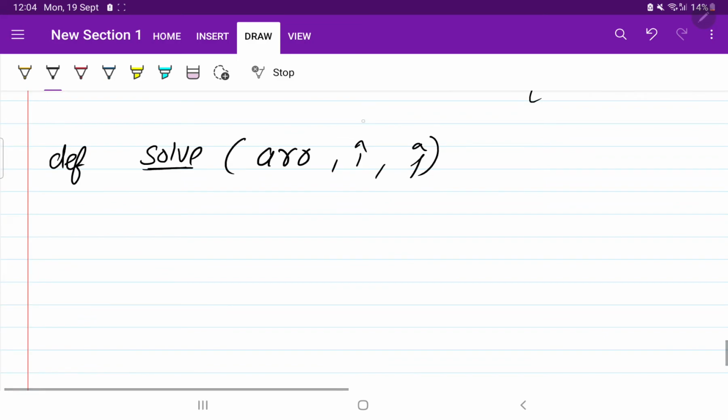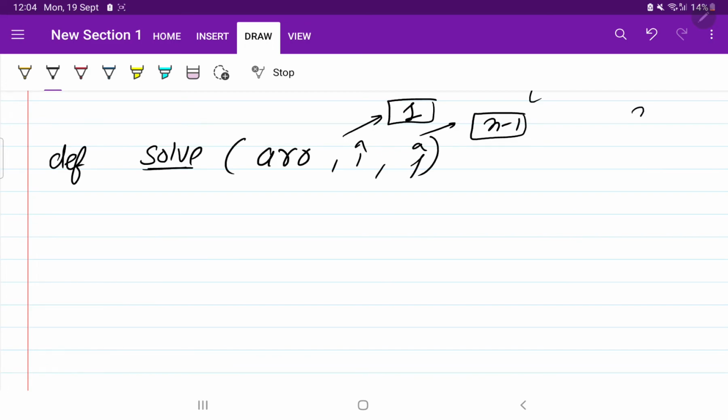Okay, so the starting point is going to be 1 here and the ending point is going to be the last element of the array. Suppose the size of the array is n, so you are going to send i as 1 and j as n minus 1. Then you need to write the if condition: if i is greater than or equal to j.